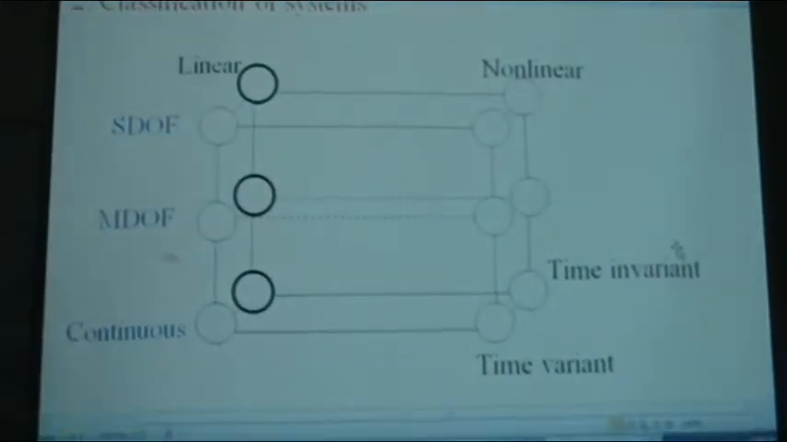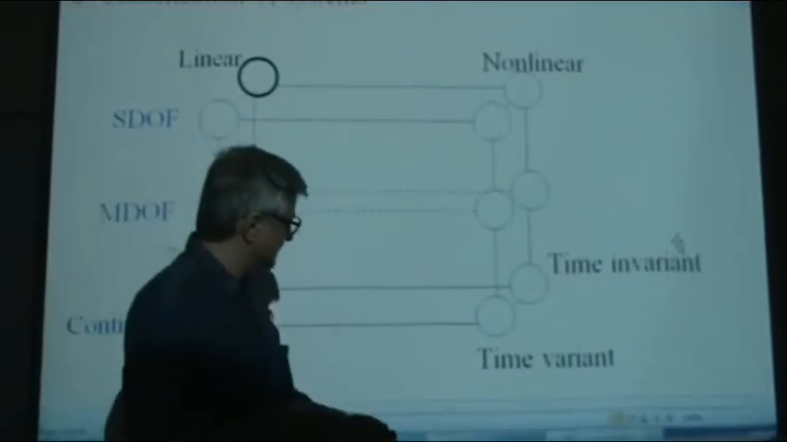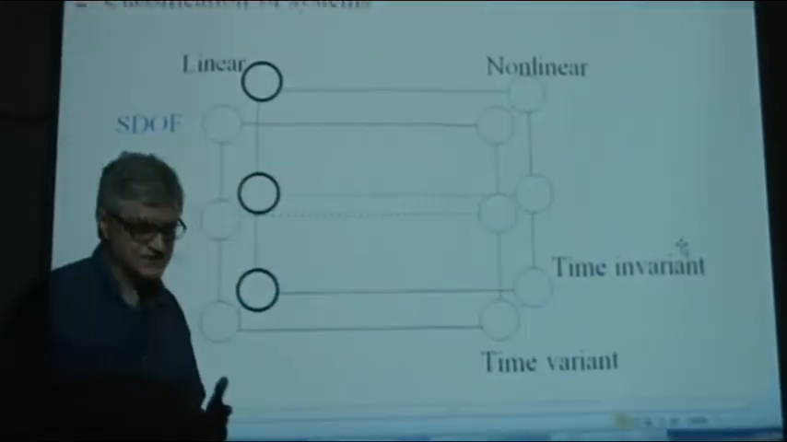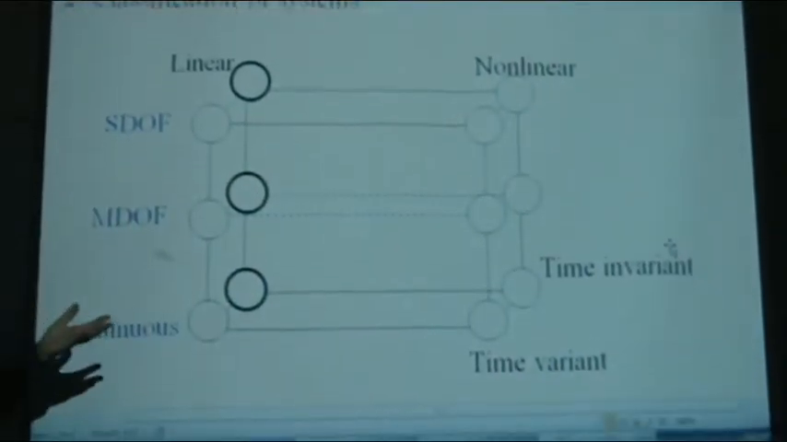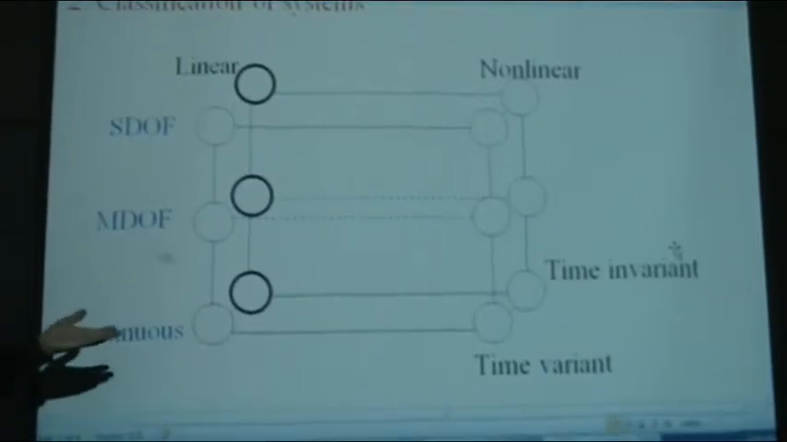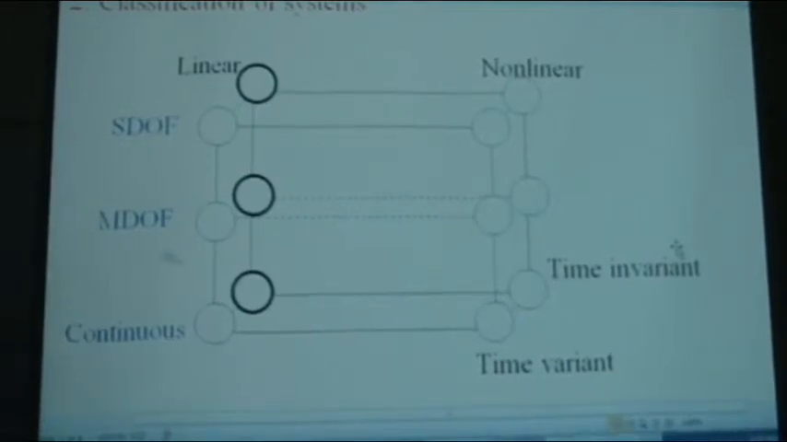Systems also can be classified into time variant and time invariant. A time invariant system is a system, as the word says, that the properties don't change with time. In a time variant system, the properties do change with time.